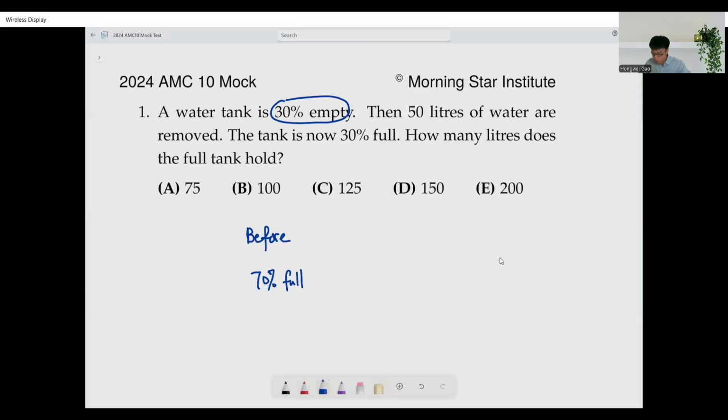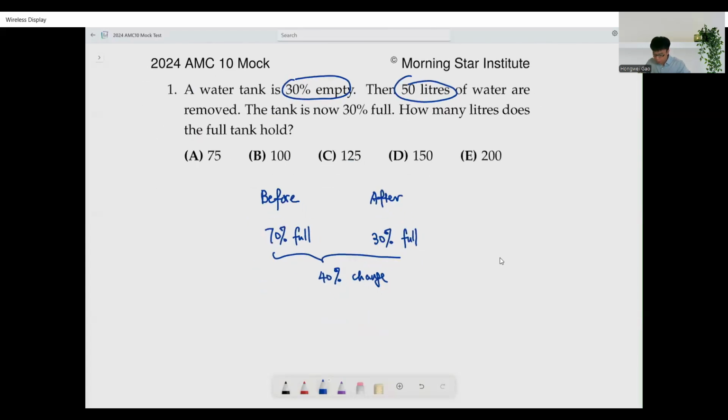After the water is removed, it is 30% full. Now we can see the change is 40%. That corresponds to 50 liters. So the capacity of the full tank will be 50 liters divided by 40%, which is 125 liters. So the answer is C.